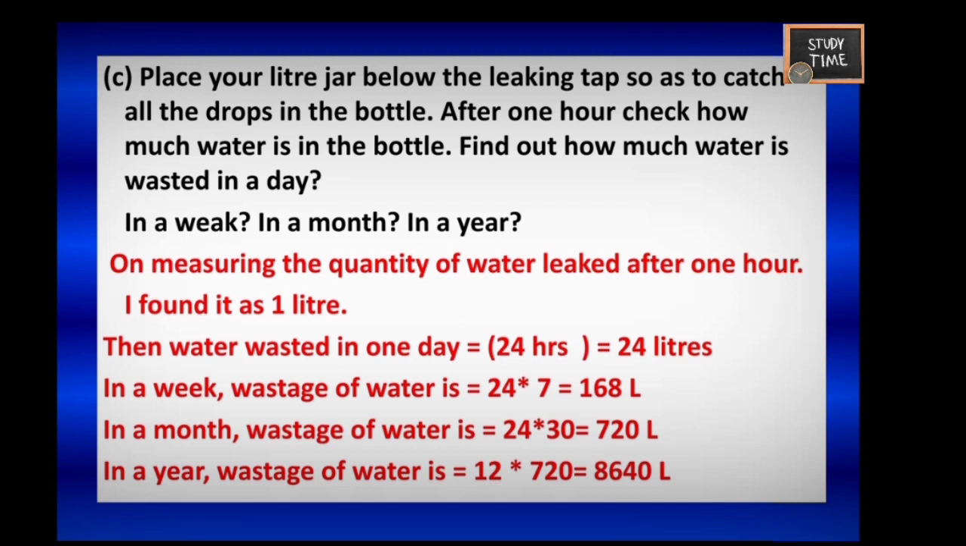So in a year, the wastage of water is 720 into 12, which gives 8,640 liters of water. Isn't this high? Whenever you see a leaking tap, you have to try closing it, because for each drop you are wasting about 8,640 liters of water in a year.